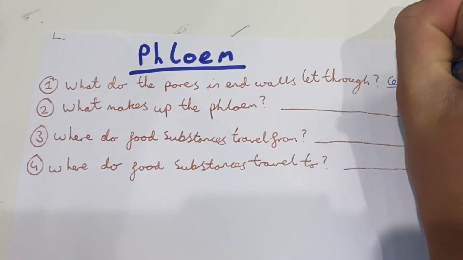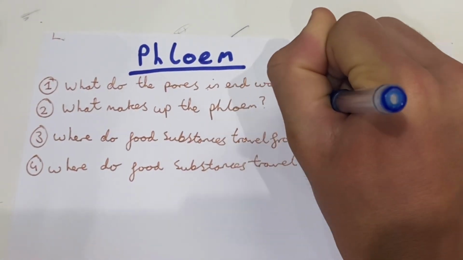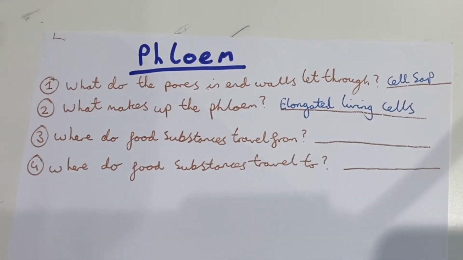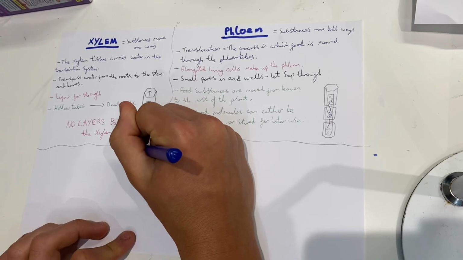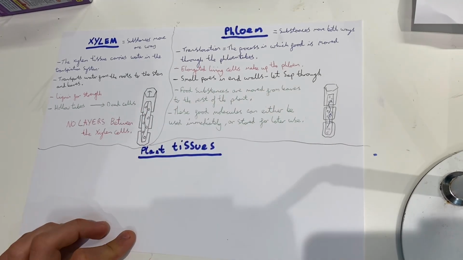So the pores in the end walls of the phloem let through cell sap. The phloem is made up of elongated living cells. The food substances travel from the leaves to the rest of the plant. Now we move on to the other plant tissues.